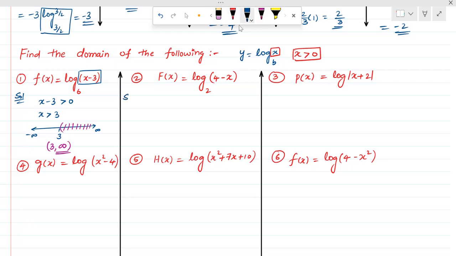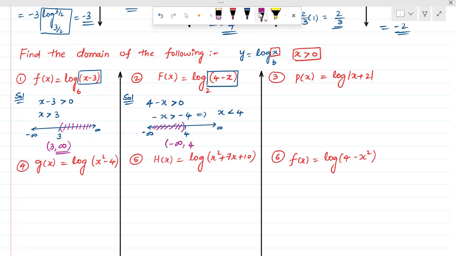Now the next one, I will write the same thing. This function must be more than 0. If you solve this one, x is more than minus 4. If I multiply both sides by minus, you will get x is less than 4. If you multiply, the inequality changes. Minus infinity, plus infinity, and this is 4. So here you will have it to the left. The domain is minus infinity comma 4. Open. Why open? It is strictly more than 0, not equal.